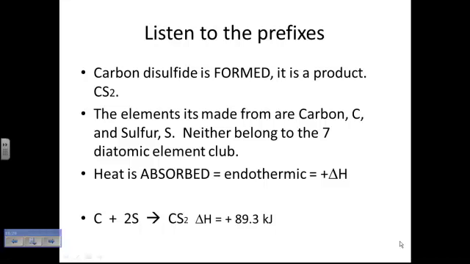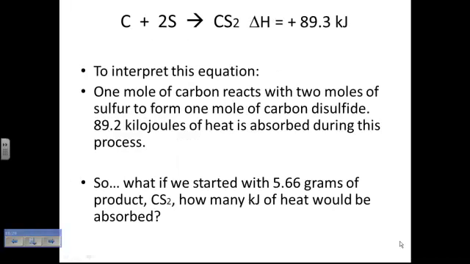My balanced thermochemical equation: carbon plus 2 moles of sulfur form 1 mole of carbon disulfide. The heat of reaction is a positive 89.3 kJ. The change in enthalpy, I'll say heat of reaction interchangeably. Delta H is called enthalpy, the heat of reaction. This reaction absorbed heat. Now that we have that recipe placed, we can go back and figure out what we're being asked.